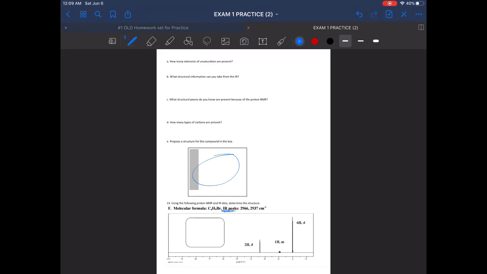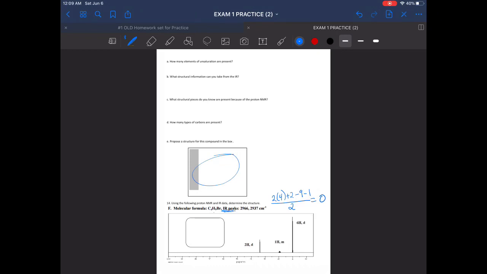C4H9Br. So how many degrees of unsaturation are there? 2 times 4 plus 2 minus 9 minus 1 for the bromine, divided by 2. So that's going to be 8, 9, 10 minus 9 minus 1. Okay, so there's no degrees of unsaturation. That's great. No double bonds, no rings.